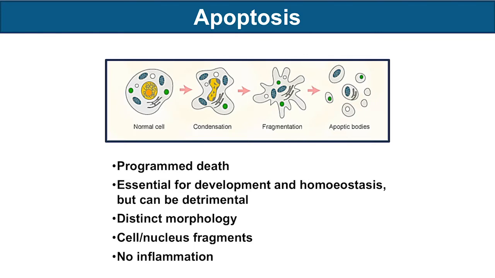So my lab spends a lot of time thinking about apoptosis and investigating apoptosis, which we all know is a form of programmed cell death that's really essential for development and homeostasis. But under certain circumstances, it can also be highly detrimental. It does have this really distinct morphology where both the cell and the nucleus fragments and then forms into these apoptotic bodies. And this is important because this is what avoids the inflammatory response.